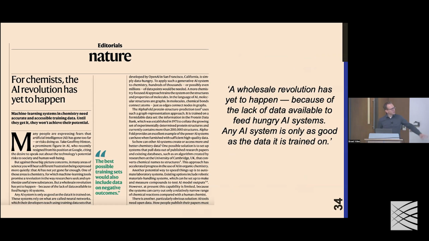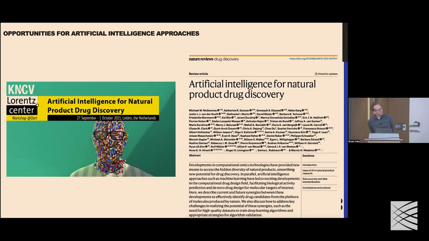At the same time, and this was highlighted also in this piece in Nature, I think 2 years ago, there is really a lack of large-scale standardized data to do this well. And this is also something that came up in a workshop that we organized in Leiden a couple of years ago on how we can use AI for, in this case, drug discovery from these natural products. That there's really a need for these high quality, large scale standardized data sets.